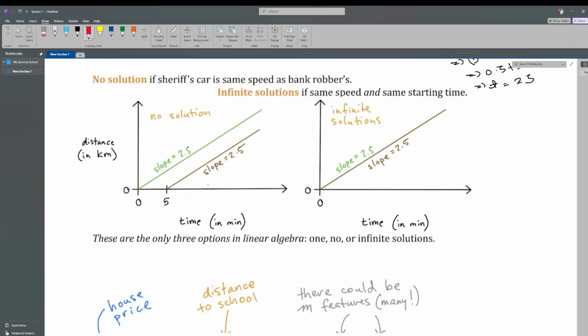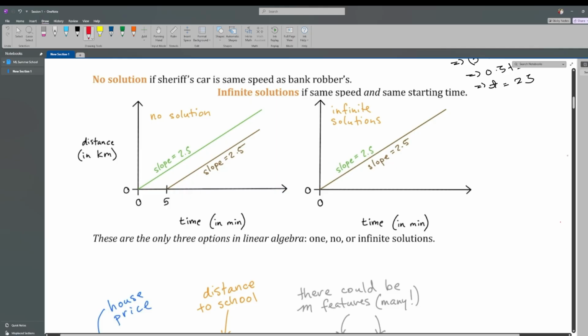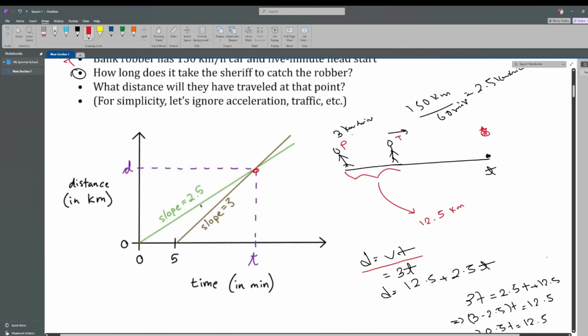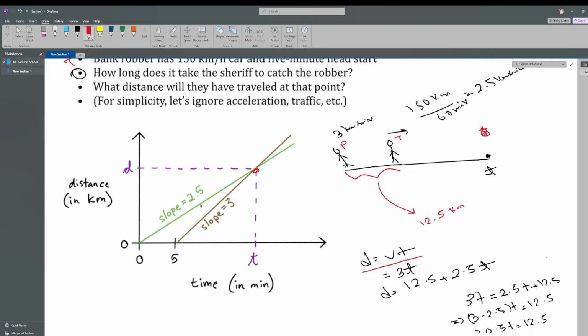Because you can see from this example that the police officer had a speed of 3 km per minute and the thief 2.5. That means the thief had less speed, so they were supposed to catch each other. But if they continuously maintain the same speed, obviously the thief will have a head start. The thief will be ahead of the police all the time, and that's the thing.